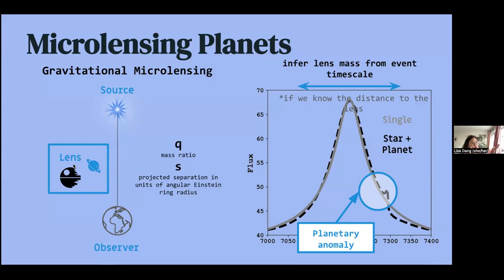Now, if you were to get a microlensing event, you would see the little curve that is in gray here. Basically, this is the flux over time. You see an increase in the brightness of the source, and you see a decrease back to the normal brightness.